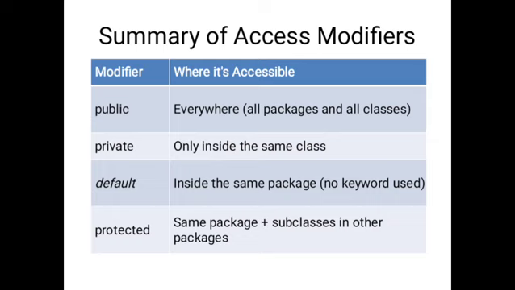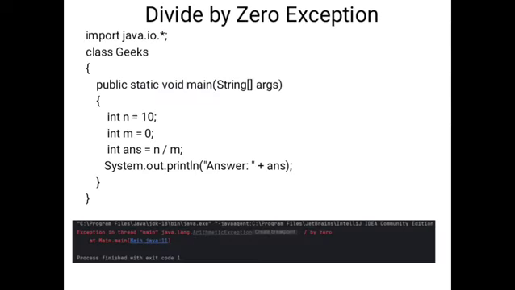Summary of access modifiers. Public: everywhere, all packages and all classes are accessible, access is permitted. Private: only inside the same class. Now another one, default: accessible inside the same package, no private keyword is used, so only for the default members. Protected: for the same package and subclasses, in other packages too.